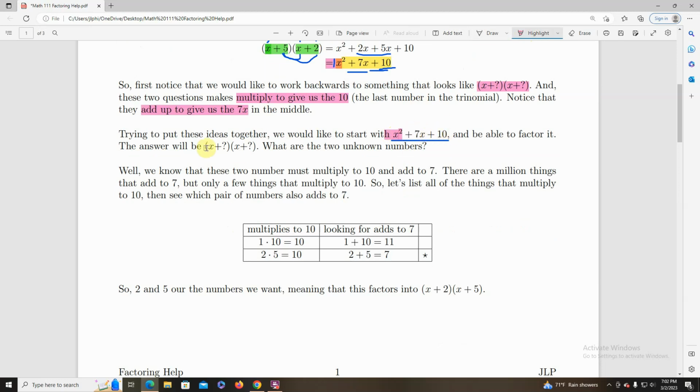Okay, I know that it's going to factor into something like this, x plus or minus a number and x plus or minus a number. Let's just find these two numbers. So what two numbers multiply to 10 and add to 7?